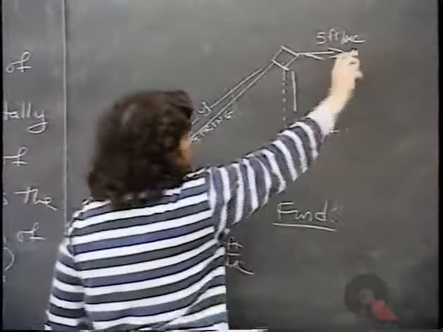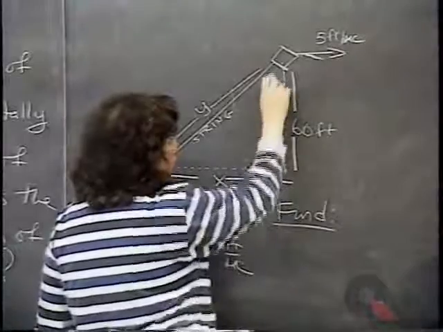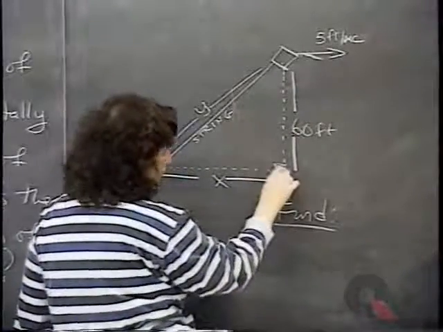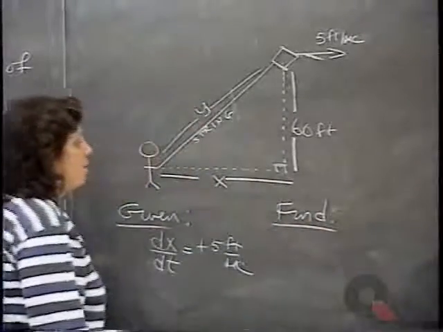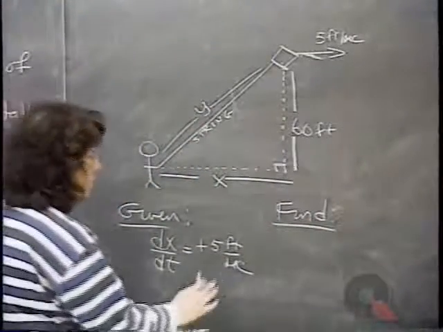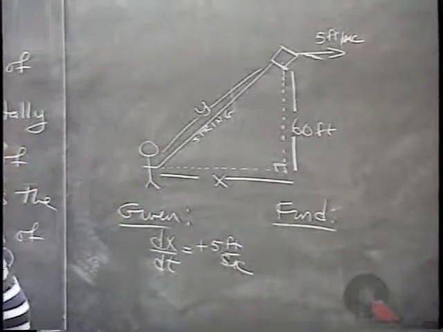The kite is moving at 5 feet per second in that direction, and so is this point here, which is the vertex of the right angle in this right triangle. So this is also moving at the rate of 5 feet per second. So we have dx/dt, and we want to find the rate at which he's letting out the string.